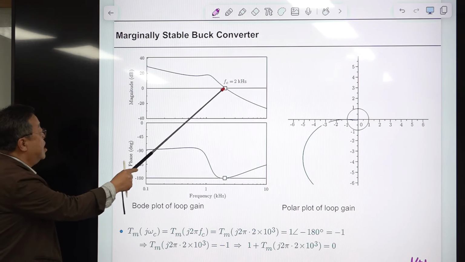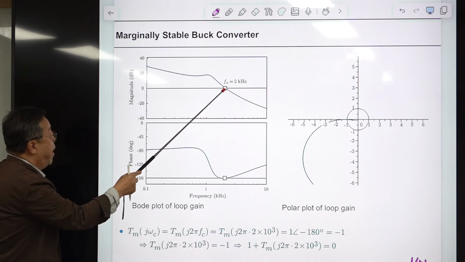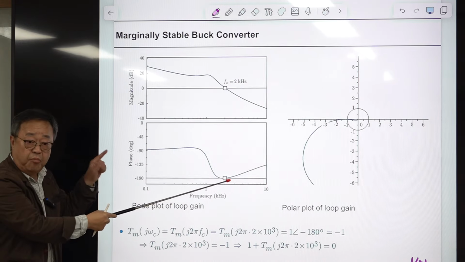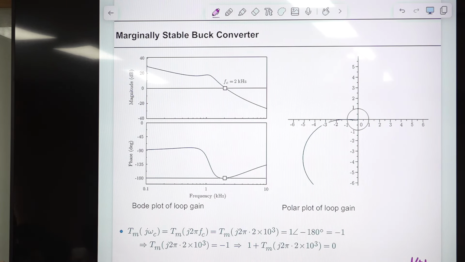System is unstable means when the loop gain is evaluated at this frequency, the magnitude is 1 and the phase is -180 degrees. That is a single number. What is that number? That number is -1. So at this frequency, fc, the loop gain crossover frequency, the 0 dB crossover frequency, the magnitude is 1, which is 0 dB, and the phase is -180 degrees. That is the number -1.